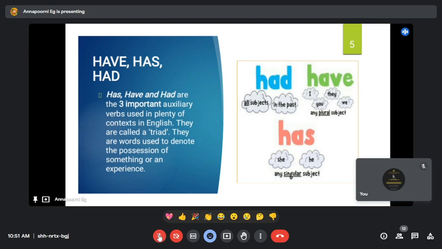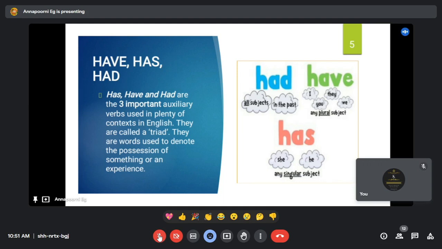Helping verbs are also called auxiliary verbs. That is the actual word that you have to tell. But for you to easily memorize, it is easy to remember as helping verb. So has, have and had are three important helping verbs used in plenty of contexts. Context means situations in English. They are called a triad. Has, have and had. Set of three.